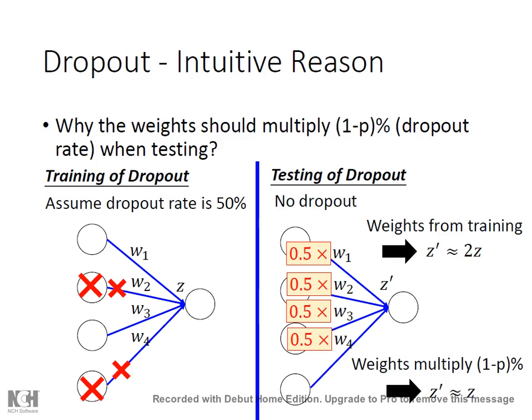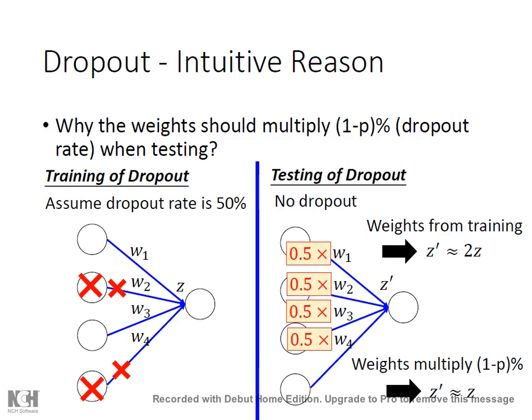And then next I will explain why the weight should be multiplied with 1 minus p%, the dropout rate, when testing. Why? Okay, so the reason is also very simple. When you are training, assume your drop rate is 50%. Like this, you see, four neurons and 2 are dropped out.